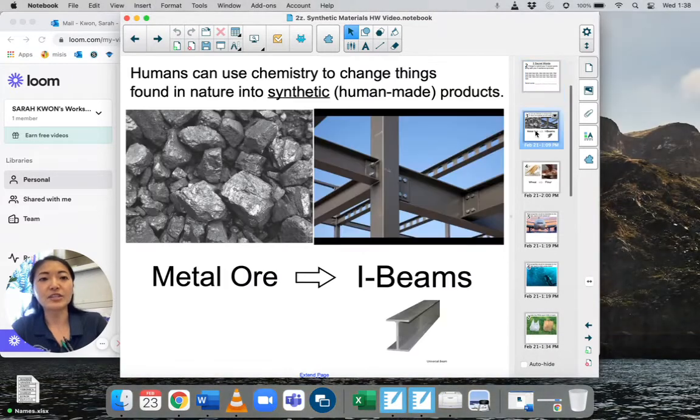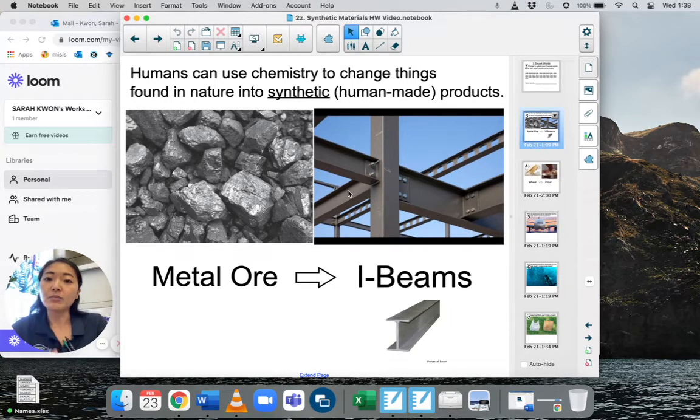Thank you. All right, so this week we're talking about how humans use chemistry to change things found in nature into synthetic products. Okay, synthetic, just to remind you, means human-made or man-made. It's not something that you'll find out in nature. For example, you may find metal ore out there in nature underground, and we go out there, blow up a mountain using dynamite, and we find metal ore. But these I-beams, which we use to build houses and skyscrapers, we're not going to find that in nature. That was synthetic, man-made, right?